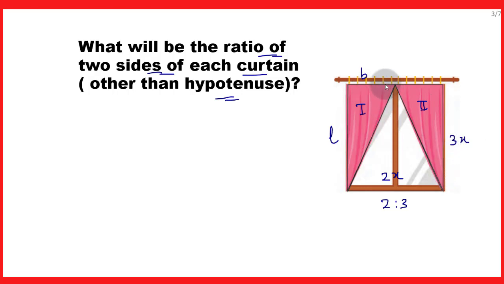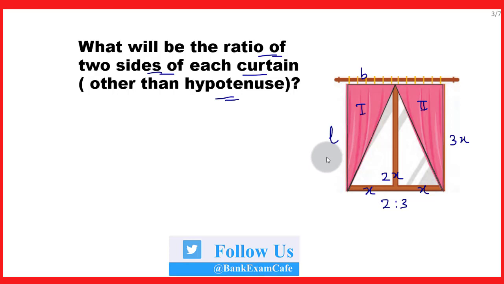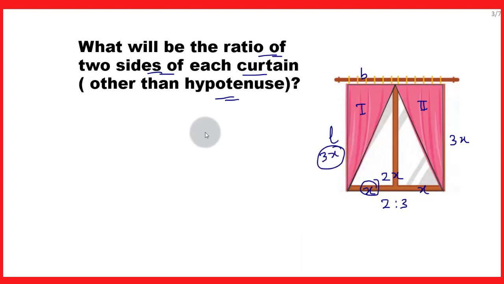So this half part will be x, this half part will be x, and this half part will be x. So the half width of the window will be x. So the breadth will be x and the length will be 3x. The ratio will be x upon 3x. X will get cancelled and the required ratio will be 1:3. And therefore friends, the ratio of the two sides of each curtain other than hypotenuse will be 1:3.